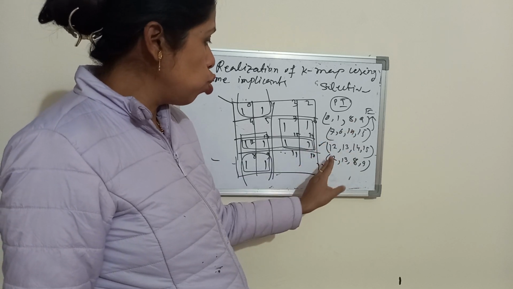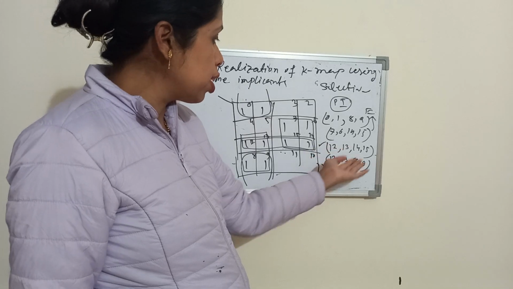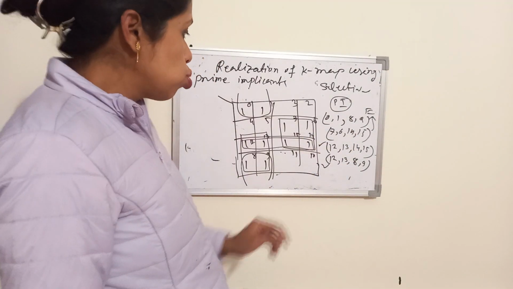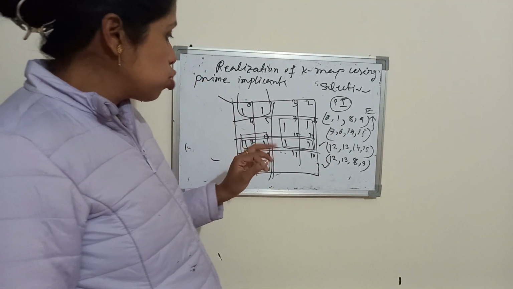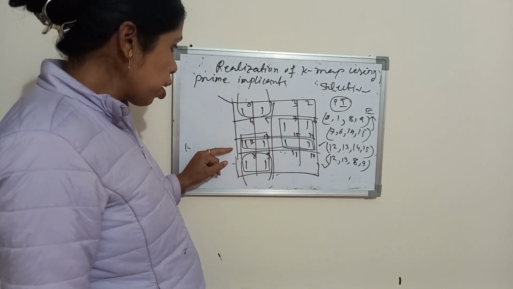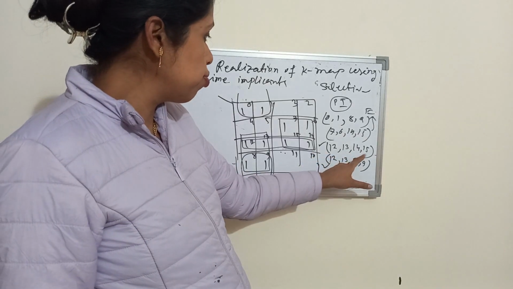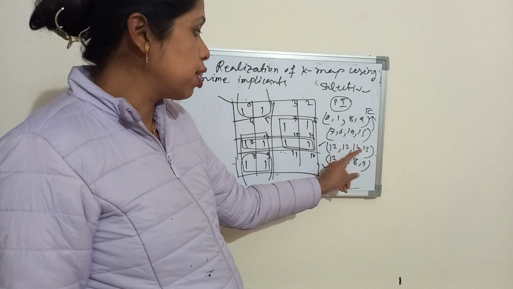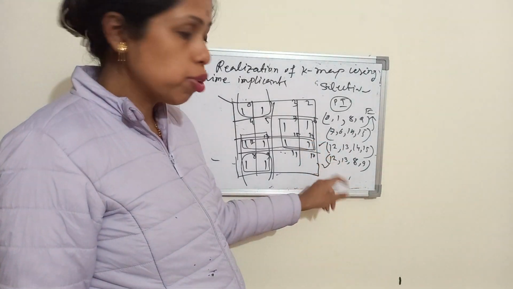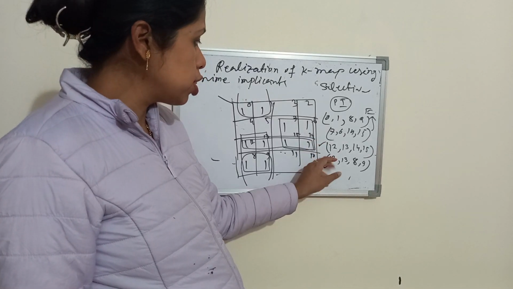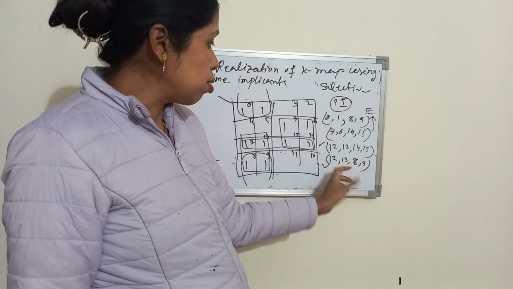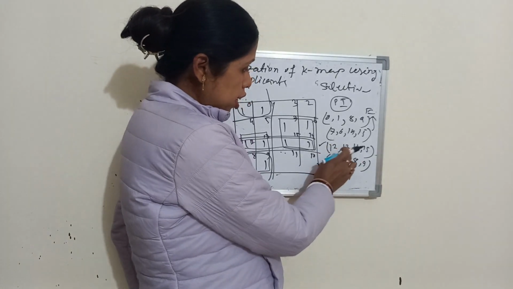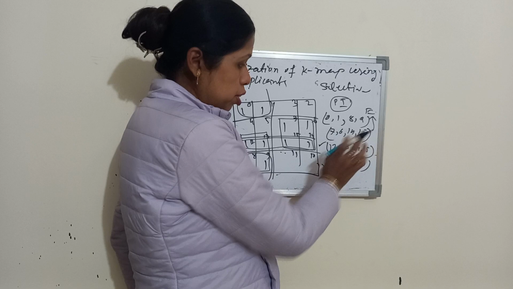If you include both the groups, all the terms are common in each and every group. So which term will we consider? Either you should consider 12, 13, 14, 15, or you should consider 12, 13, 8, 9. It is not required to consider both the terms, because in both the terms, whatever cells are there, all are common. If you consider this term, 12 is present here, 13 is present here, 14 is present here, 15 is present here.